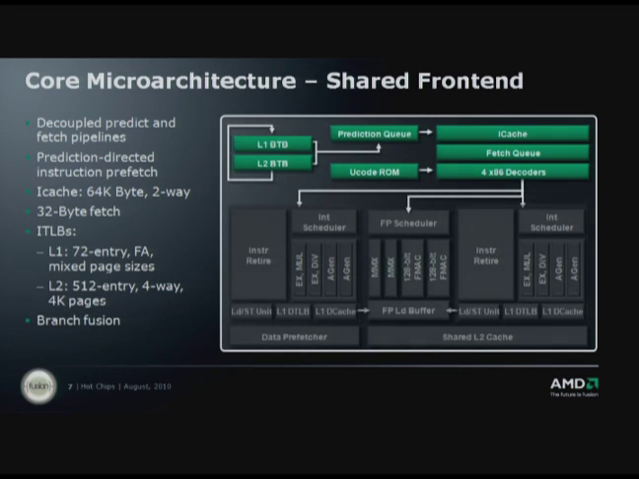The instruction cache is 64K two-way and supports a 32-byte fetch from one thread or the other at any given time. We made a significant investment in the instruction TLBs, and the decode pipeline, which is four instructions wide, pulls four x86 instructions out of the fetch queue and converts those into four internal format operations. It also supports branch fusion, where we take two independent x86 instructions, a compare and a branch, and merge those into a single internal UOP for dispatch and execute purposes.